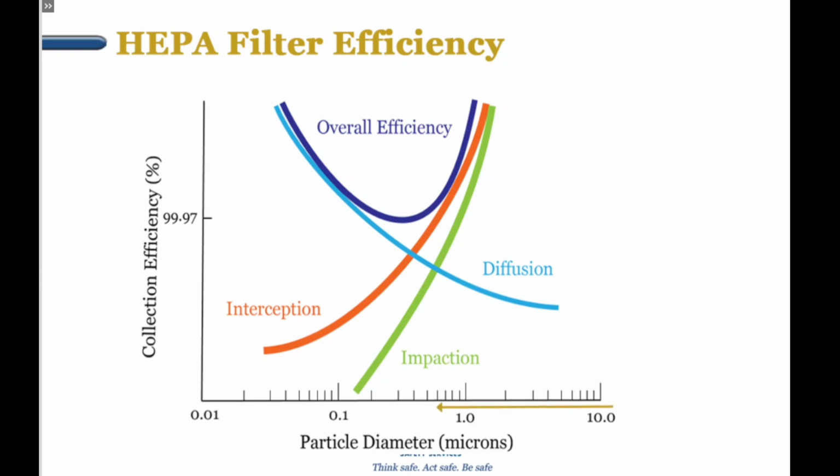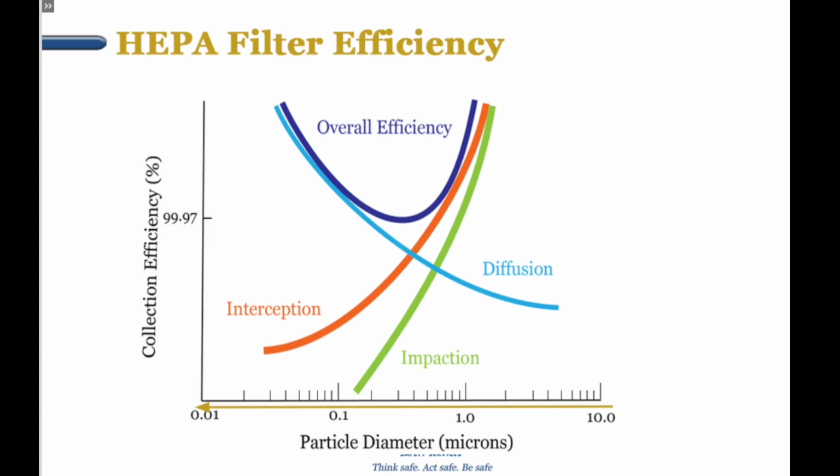As you can see, as particle size decreases, see the x-axis from right to left, impaction becomes less efficient, as does interception, but interception remains highly efficient down to about 0.4 micrometers. Diffusion does not become a highly efficient method of capture until around 0.2 micrometers. This means that particles in the 0.3 micrometer range are the most difficult for the filter to capture.